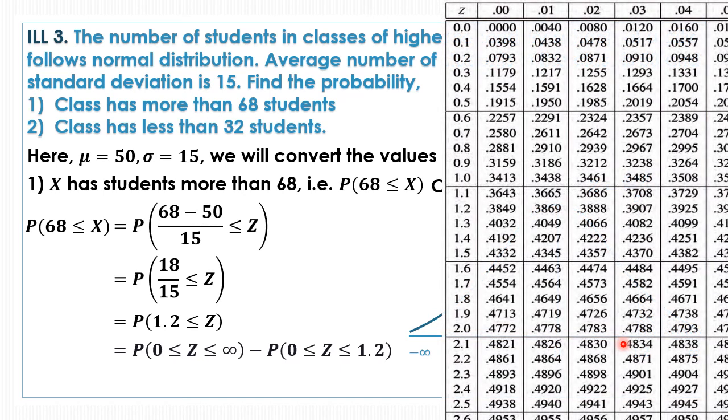We will need a table for that. For infinity we already know it is 0.5. For 1.2 we will check this side. 1.2, 1.2, 1.2. Okay, here is 1.2, and after 2 there is nothing, so 0. So the 1.2 value in the 0 column is 3849. So 0.5 minus 0.3849, we need to subtract, the difference, and the answer is 0.1151. So the probability that a class has more than 68 students is 0.1151.